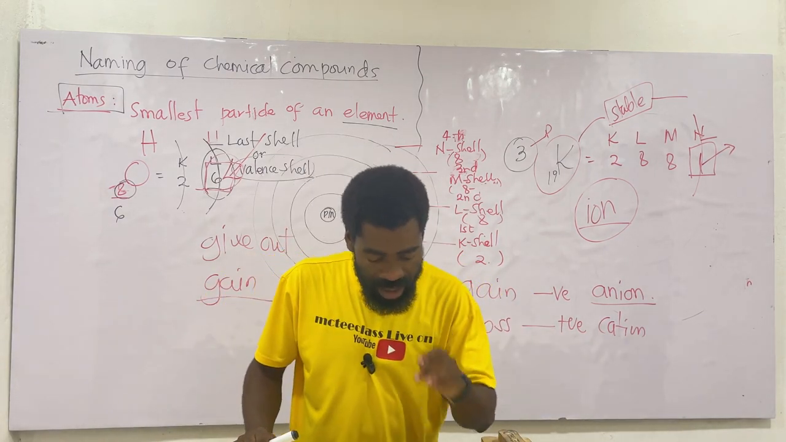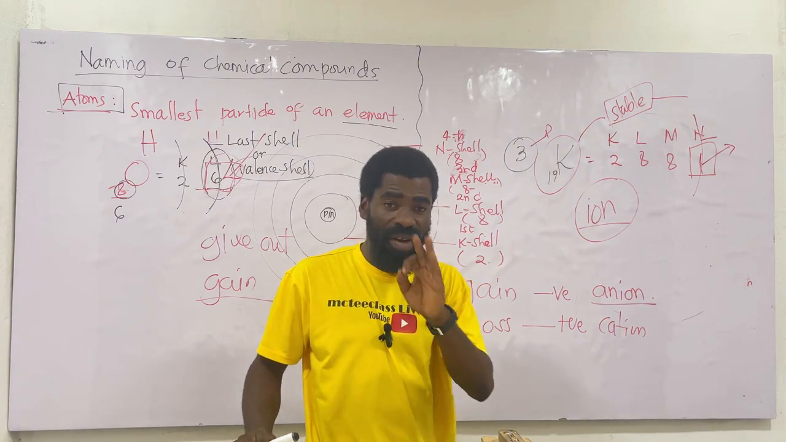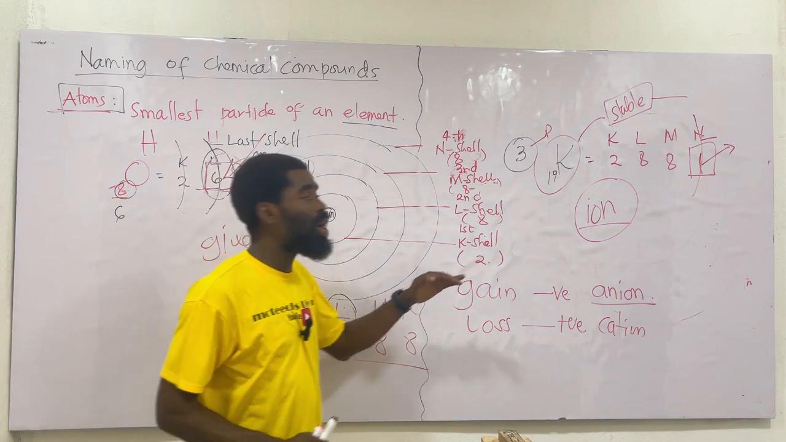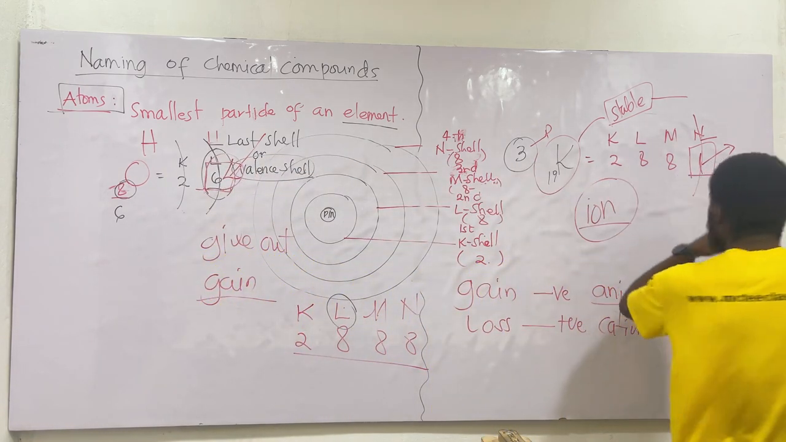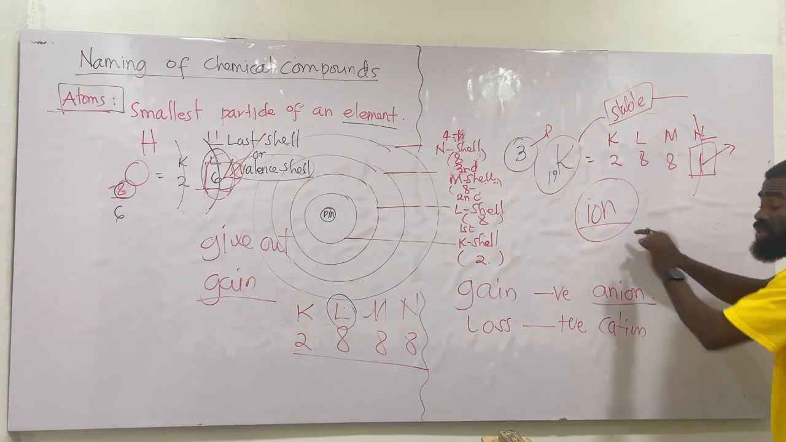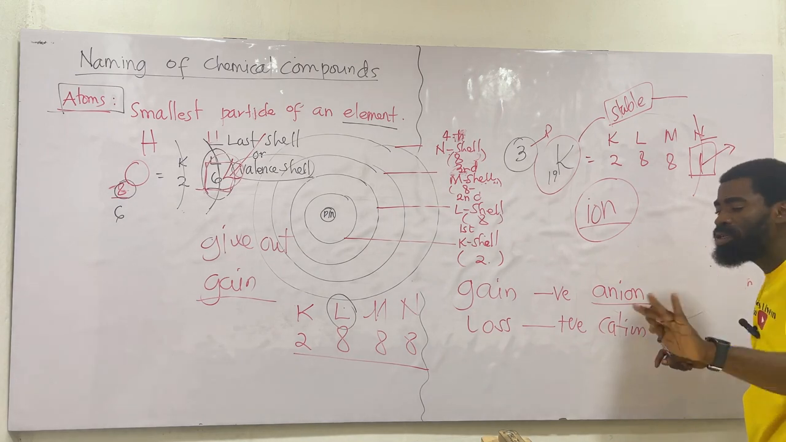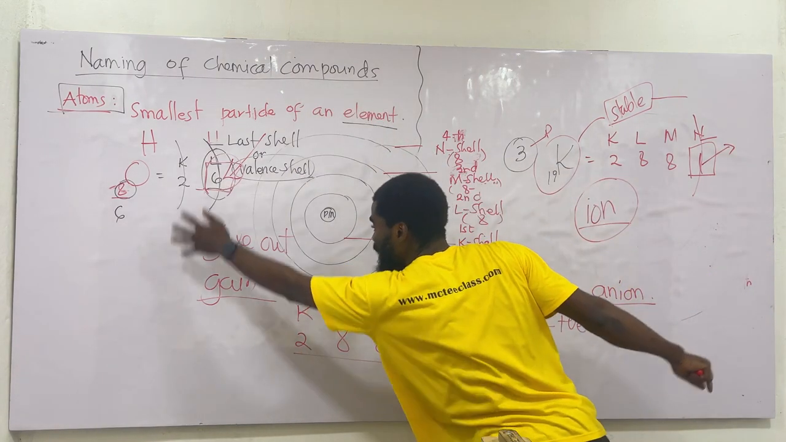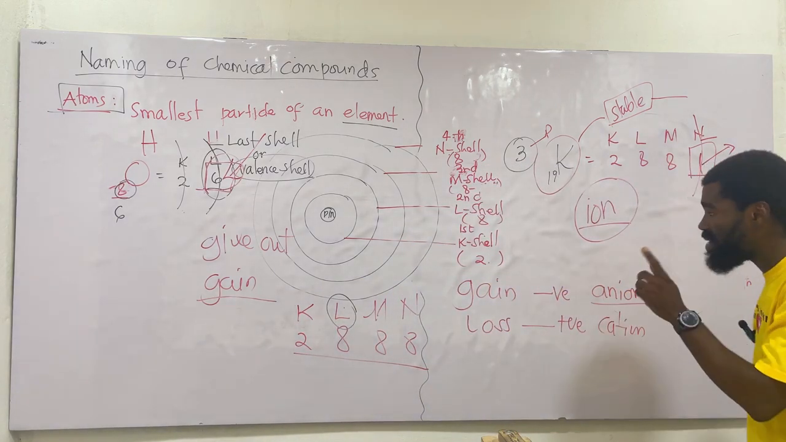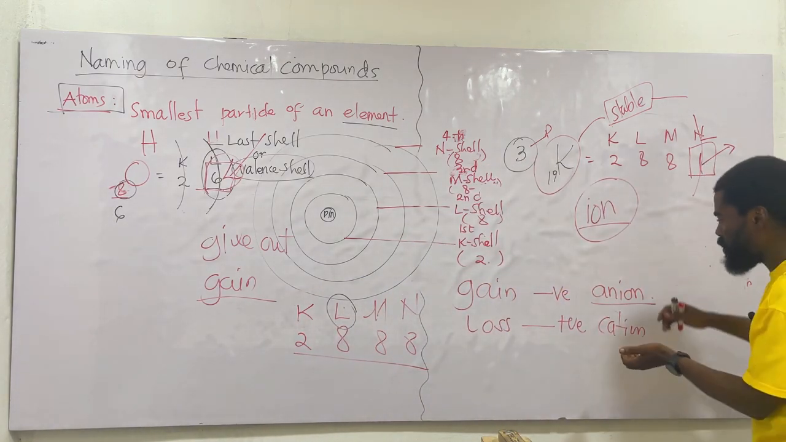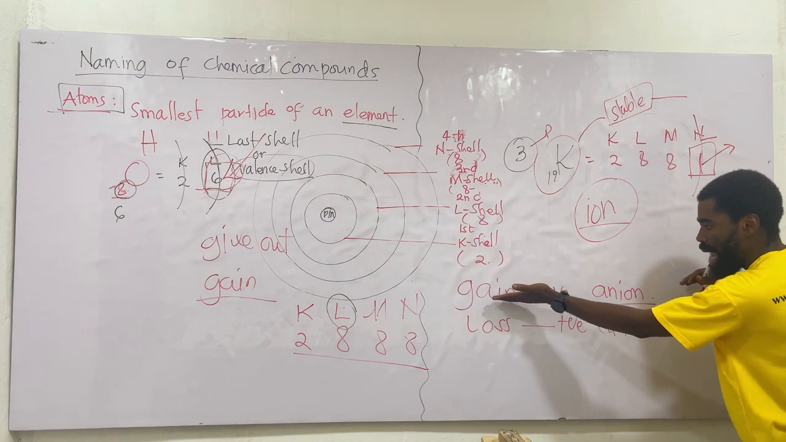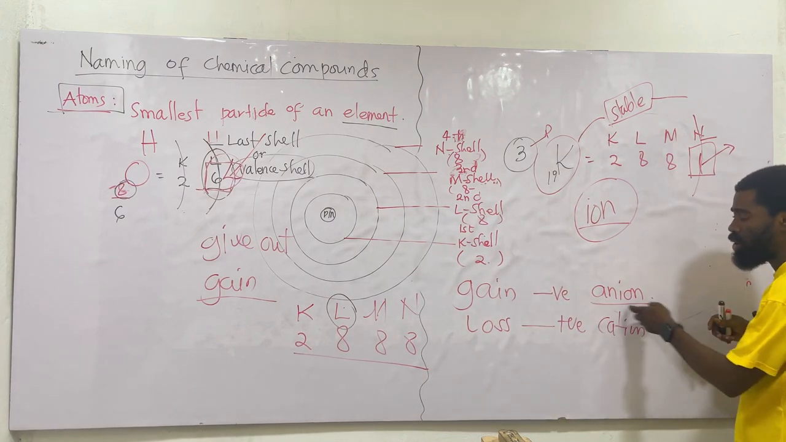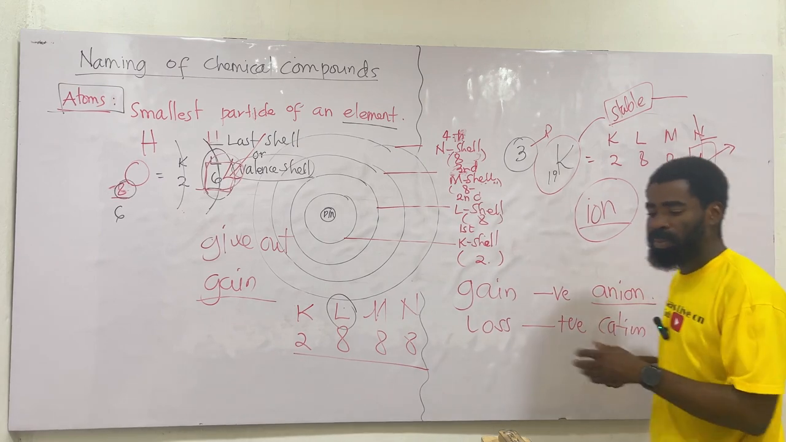Very important what I'm doing. I don't know if you see a transition here. After talking about the electronic configuration, now we are linking it to ions. These are the things you need before I can teach you how to write the name of any compound. You need to understand all these. So now we have gotten to gaining and losing of electrons. When you gain, you become an anion. When you lose, you become a cation, which is positively charged.